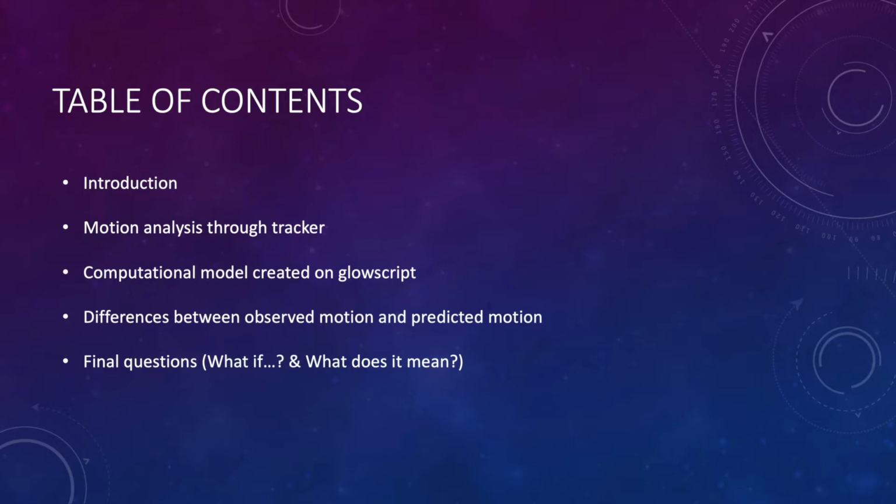be used in the lab in the introduction section. I will then move on to analyzing the motion of the cylinder through the use of the Tracker software, followed by a discussion of the computational model that I created in GlowScript using the starter code given. I will then analyze the differences between the motion observed in real time and the motion predicted by GlowScript. At the end, I will answer the what if questions and what does it mean questions.